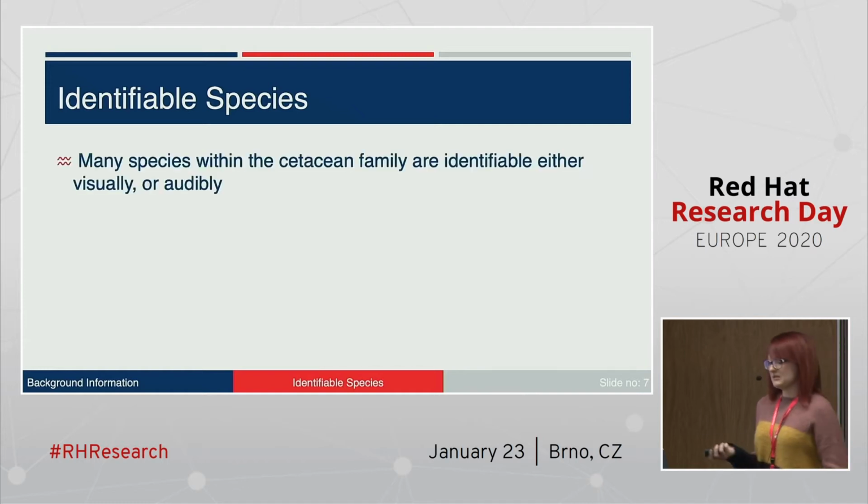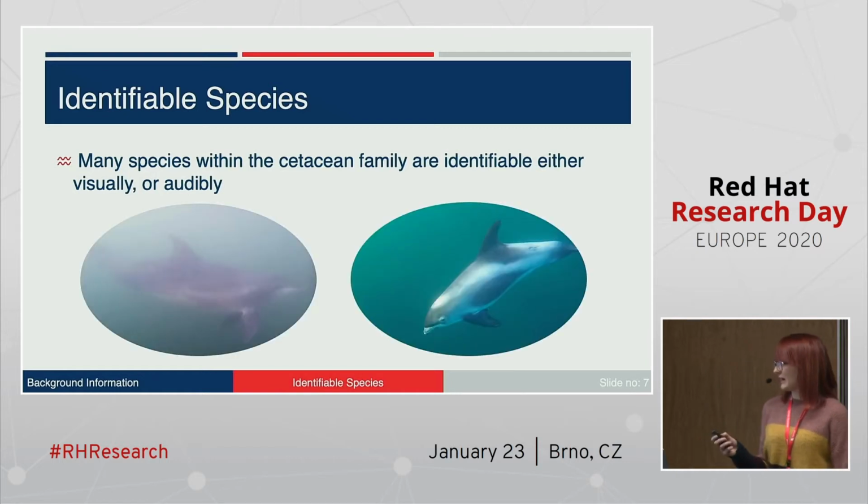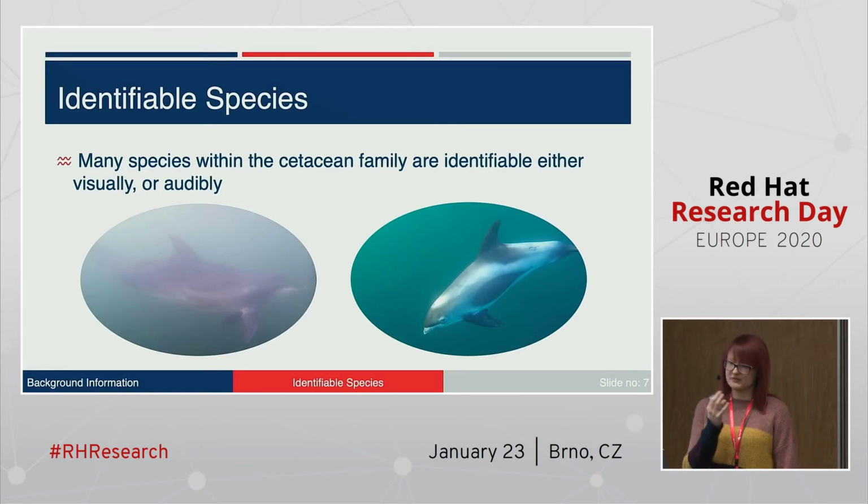Many species in the cetacean family are identifiable either visually or audibly. On your left we have a bottlenose dolphin, and on your right we have a white-beaked dolphin. Visually you can see that the bottlenose dolphin is typically all grey, and the white-beaked dolphin has white body markings on it. The faces are also different shapes, so you can tell the difference between them visually. And then audibly, you can hear if they're going to play.